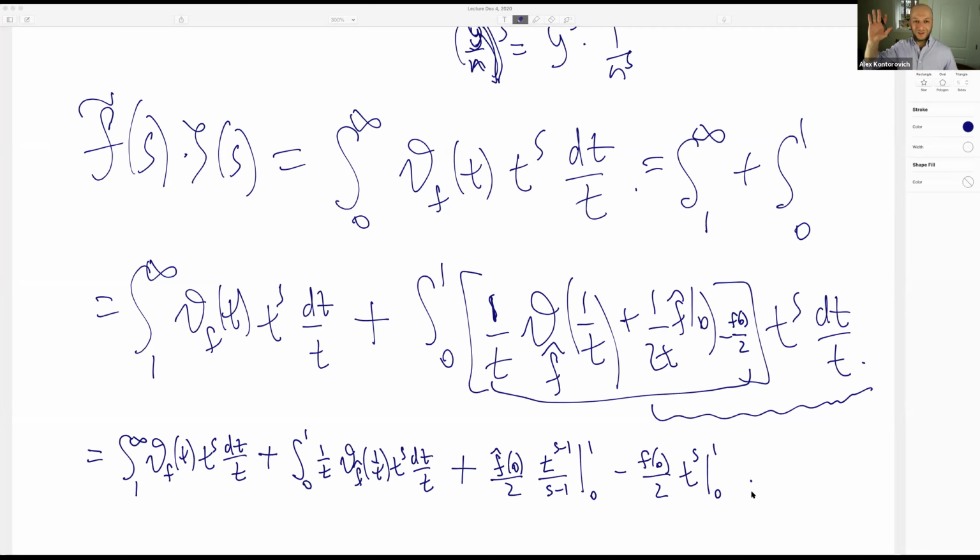Who's with me? Thumbs up. Thomas, I'm starting to lose you. Where am I losing you? I'm just copying everything down. Okay, but it makes sense? Oh, you just need time to copy things down. Okay, I'll give you a minute. Give me a thumbs up when you're good to go.